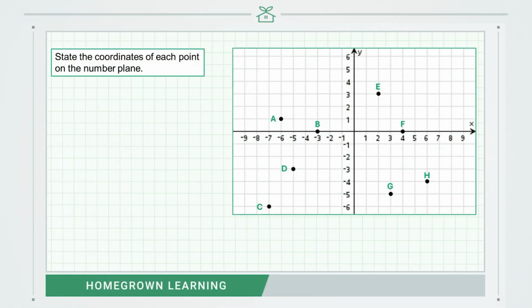Welcome back. So in the last video we looked at the coordinate system and finding a missing value for the coordinates. In this one we're going to be looking at finding the exact coordinates for each one of these points.